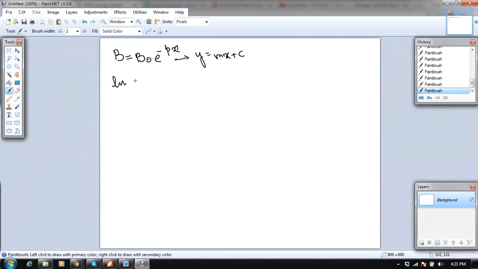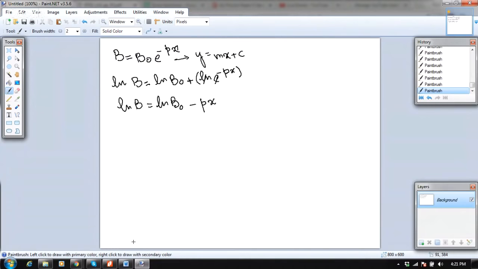Suppose I write log B is equal to log B naught plus log e power minus p x. In the next step, I'll write log B is equal to log B naught, and log and anti-log I cancel. This is minus p, and then there is x.